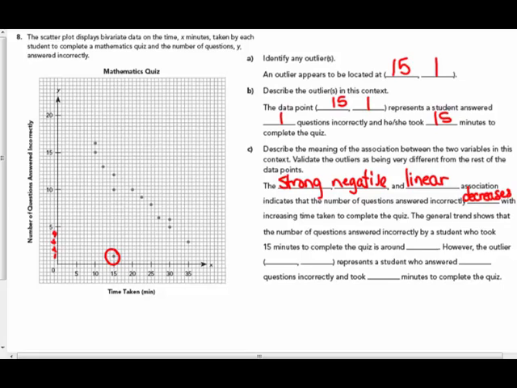The general trend shows that the number of questions answered incorrectly by a student who took 15 minutes to complete the quiz, so 15 minutes. If I go over to 15 minutes and then up, it's somewhere right around here, between these two points. It's around 11 questions that they would have gotten wrong. The general trend shows the number of questions answered incorrectly by a student who took 15 minutes to complete the quiz is around 11, that they made about 11 mistakes.